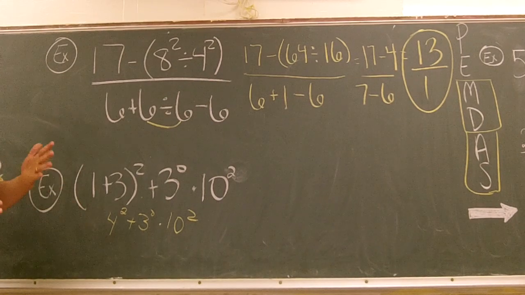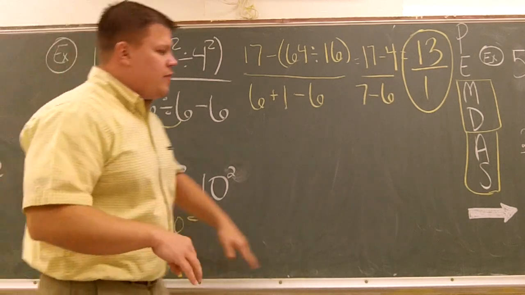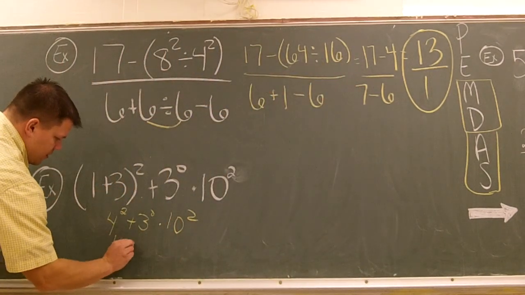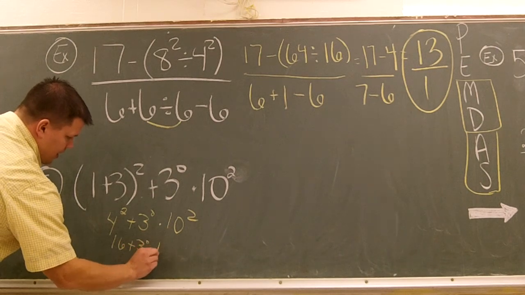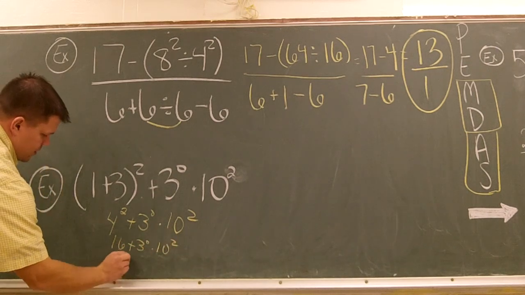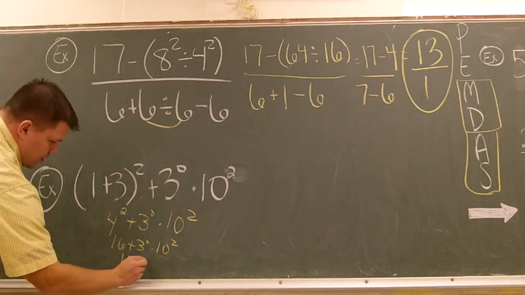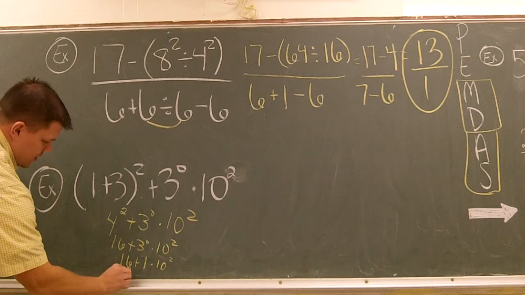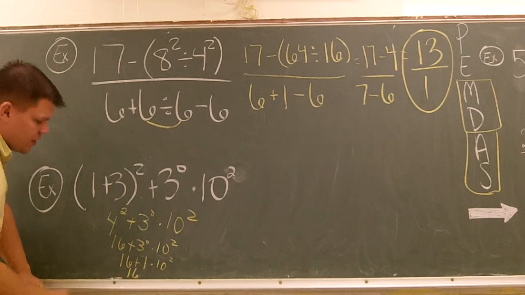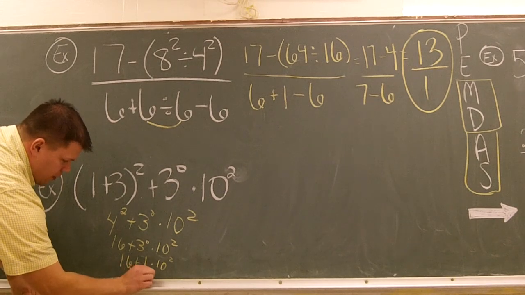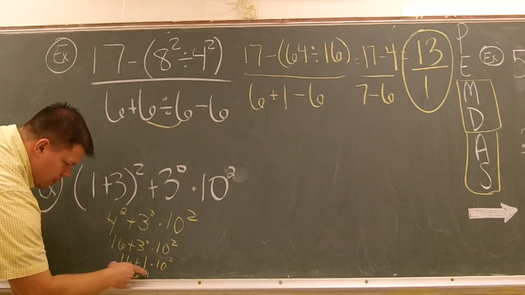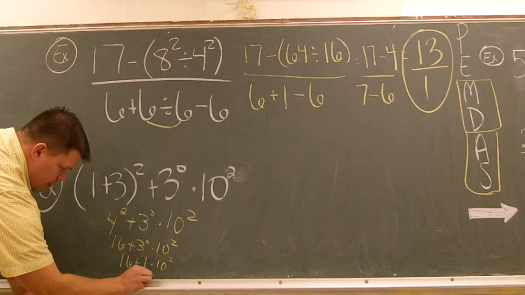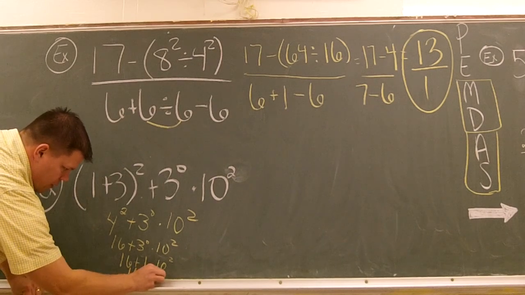Okay, again, I have all these exponents here, but I still have to work from left to right. So I'm going to work this one first. So it's going to be 16 plus 3 to the 0 times 10 to the second. I have 16, I'm going to run out of room here, plus 1 times 10 to the second. And I'm going to have 16, I know you can't see this, that's why I'm going to read it to you. 16 plus 1 times 100.